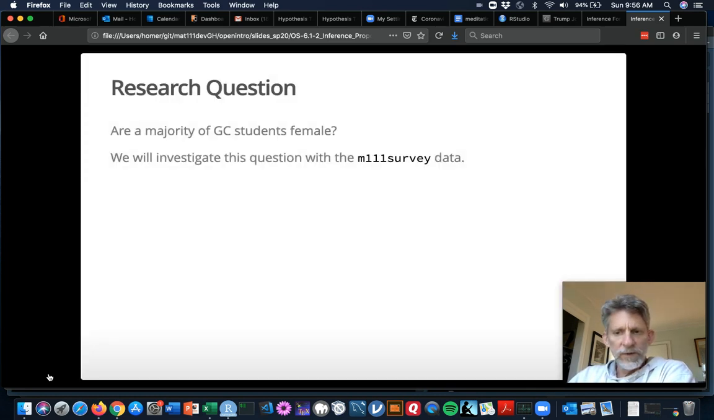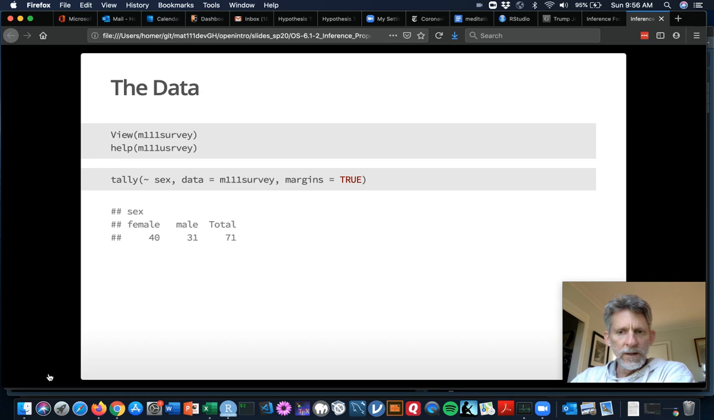So let's start with the research question. Are a majority of Georgetown College students female? And we'll use some data that's already been gathered and is in a data set prepared for you, the M111 survey data. We've looked at it many times before, but if you need a little review, get a view of M111 survey and some help on M111 survey.